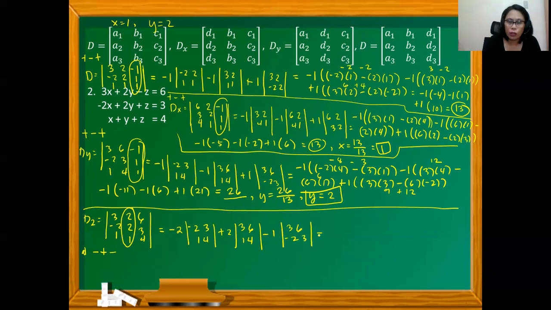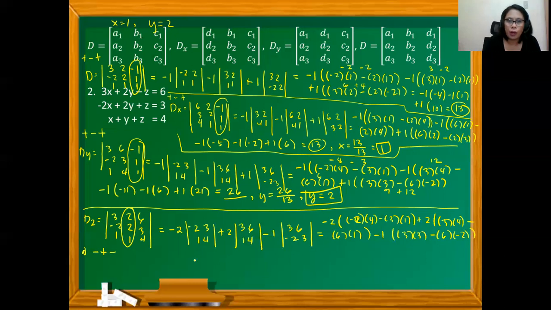So this is equal to negative 2 quantity, the product of negative 2 and 4 minus the product of 3 and 1. And then plus 2 quantity 3 times 4 minus the product of 6 and 1. Minus 1 quantity 3 times 3 minus the product of 6 and negative 2.